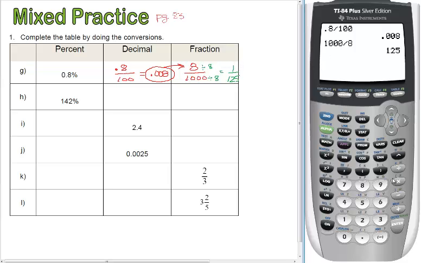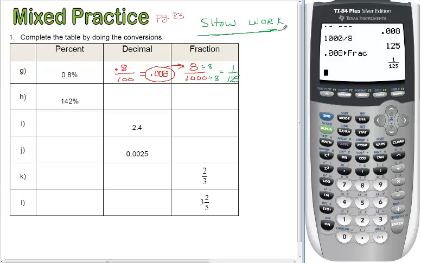And again, you could have done that on a calculator. You could have put in 0.008, and math, enter, and it will change it for you. But anytime you have to show your work, you still have to know the steps. Calculator is not good enough. Alright, let's go on to the next one.